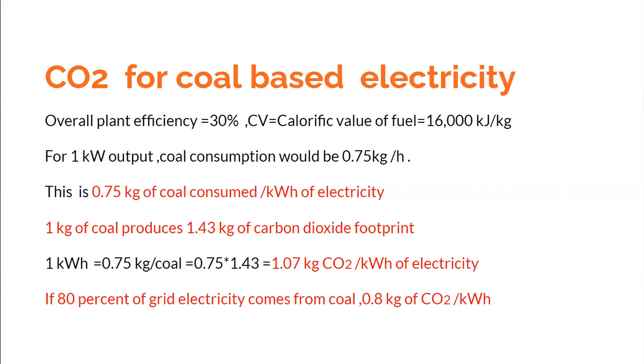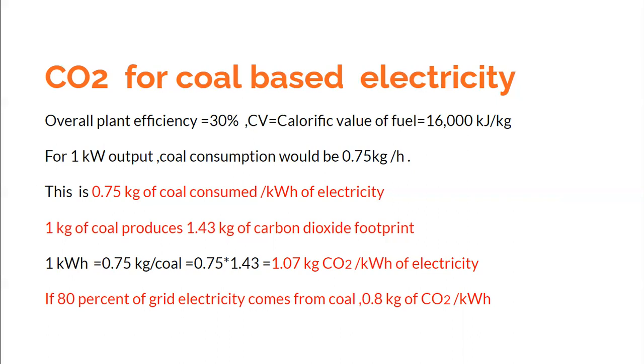So for every 1 kilowatt electrical output, which is 1 kilowatt in the numerator, upon the energy input, which is MF into CV, one can do this calculation. That is, efficiency is 1 kilowatt upon, in the denominator, fuel consumption, coal consumption, into its calorific value. Using this expression for the first law efficiency, one can estimate the coal consumption.